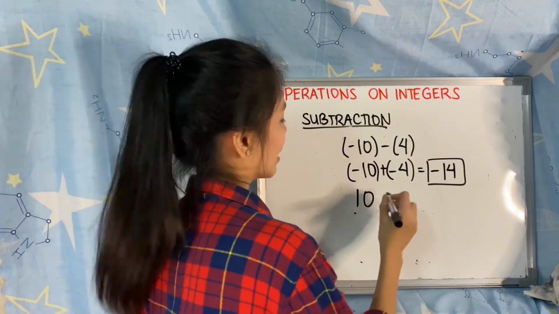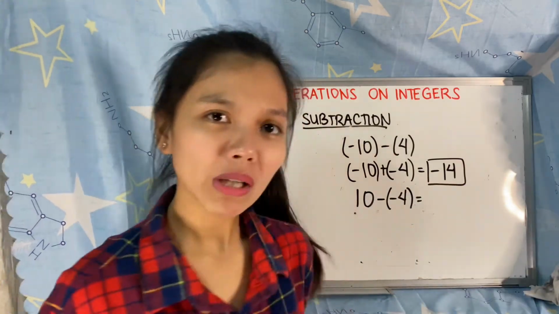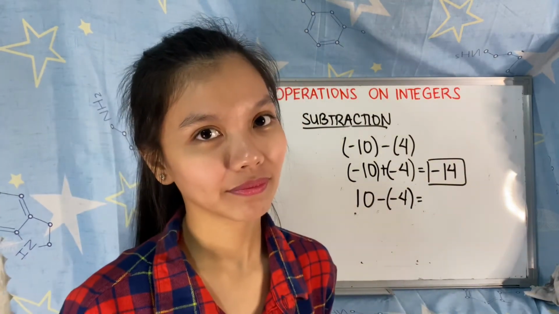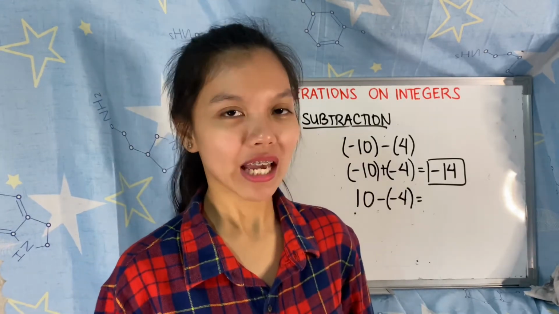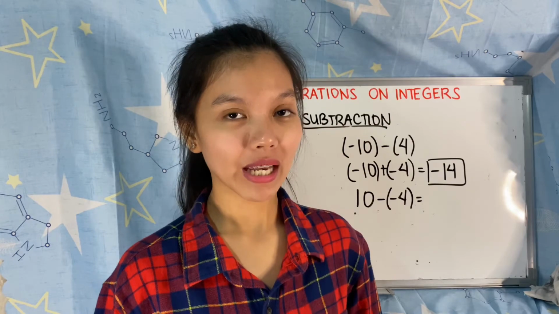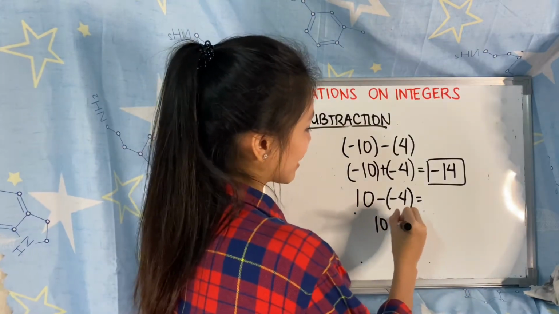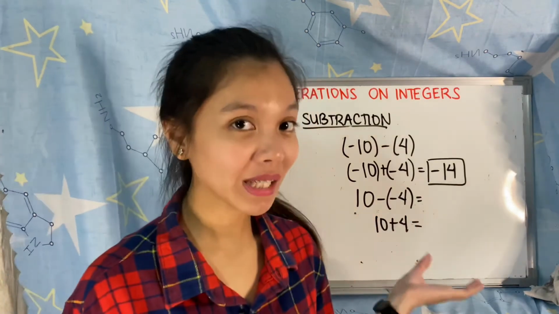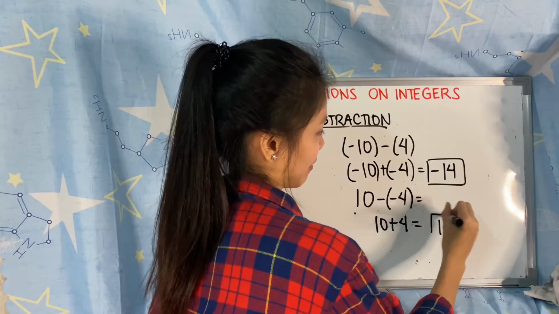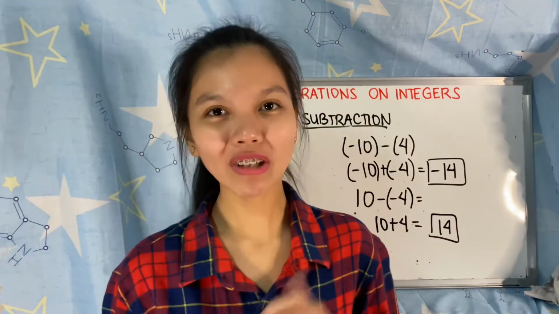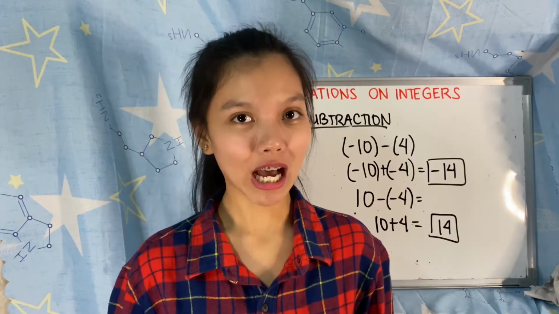What if we have positive 10 minus negative 4? So, what are we going to do? Yes, first is to change the sign of the subtrahend. If it is negative, it will become positive. Very good. So, we have 10 plus 4. Just simply add the numbers. The answer will be positive 14. Very good. So, ganun lang kasimple mag-subtract at mag-add ng integers. Now, moving on.